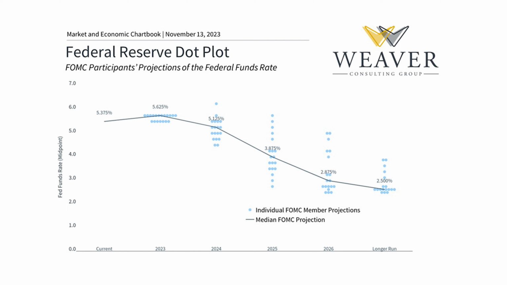As you look at the Fed dot plot, the market is expecting about a 1% drop in the Fed funds rate throughout 2024, whereas the Fed dot plot is only expecting about a 0.5% decrease.